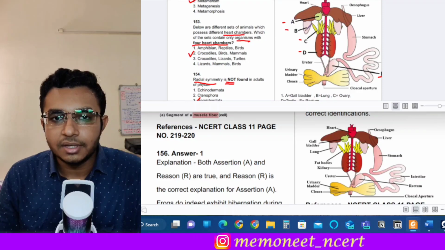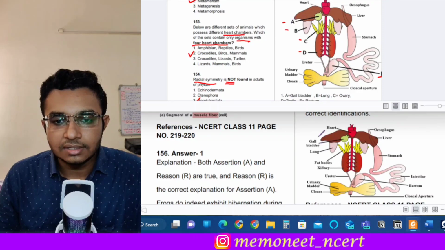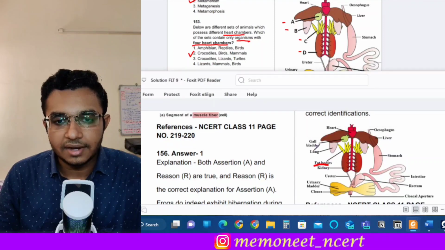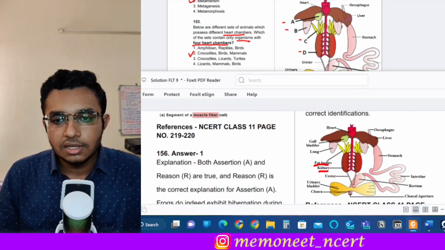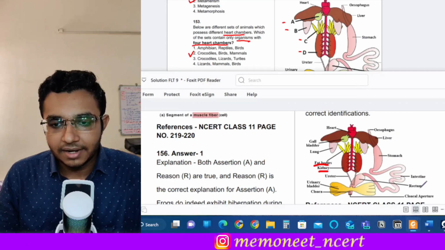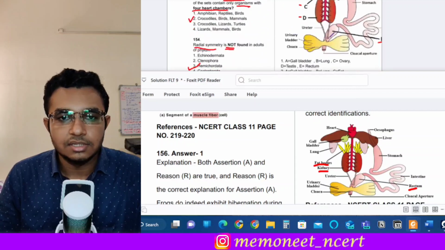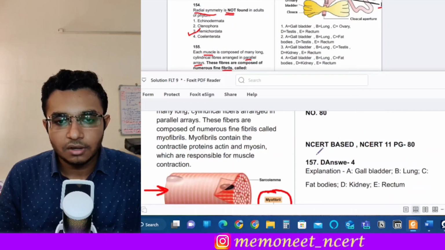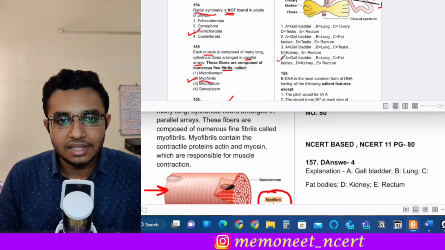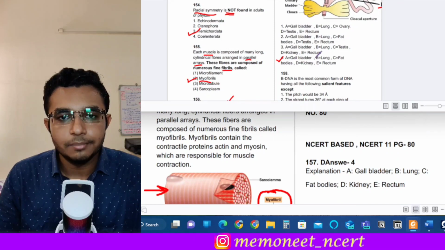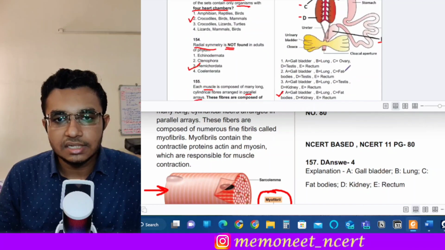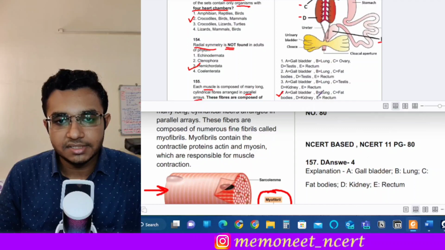Okay, then B are the lungs. Okay, C are the fat bodies, and D are the kidneys, and E is the rectum. Okay, so here the correct answer will be option number 4, that is A represents gallbladder, B represents lung, C represents fat bodies, D represents kidney, and E over here is the rectum.